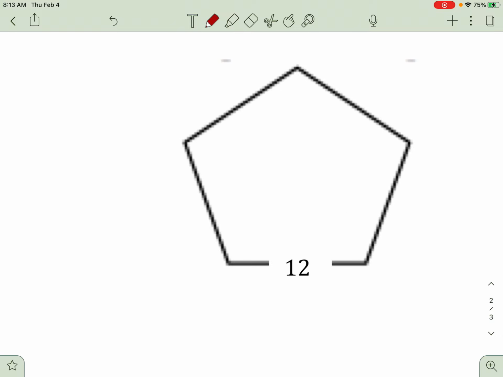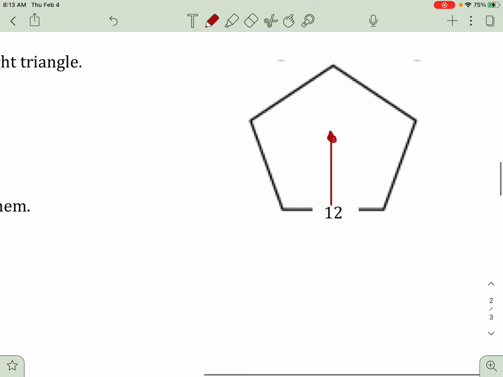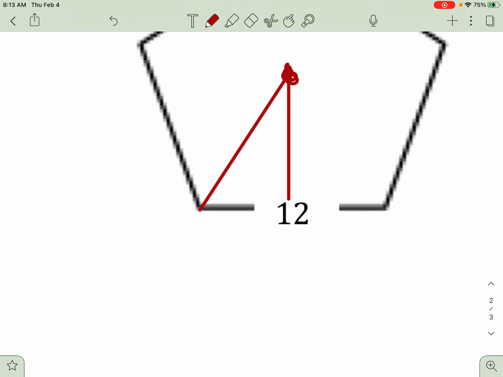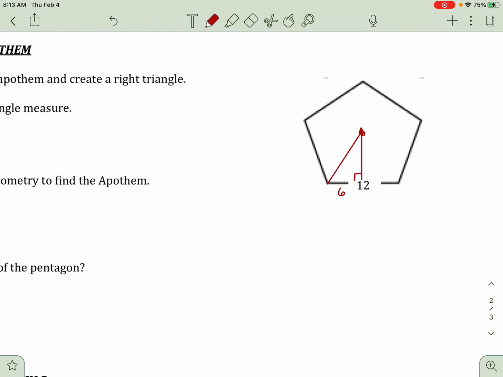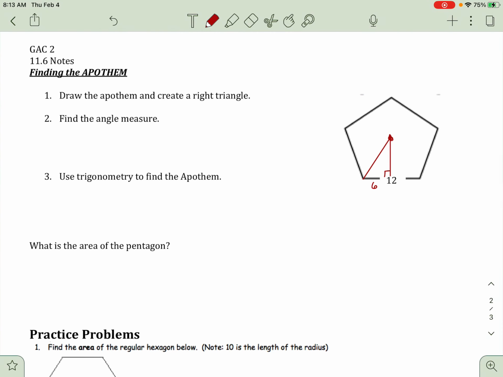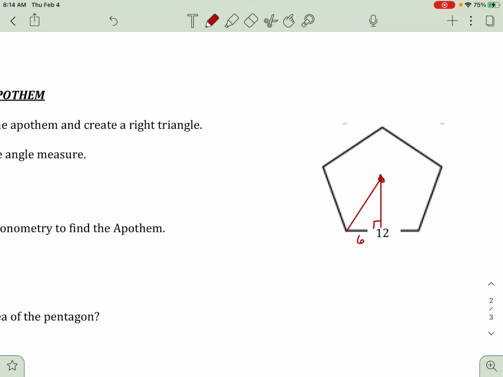So in this example here, we're going to draw the apothem and create a right triangle. Perfect. All right, so let's do that. Apothem somewhere down right through there. Okay, that's done. So we're going to create a right triangle. Oh, look at that. Straight down, right triangle. Perfect. Now, since this entire length is 12, that means this must be 6, right? Okay, no big deal. It says find the angle measure.